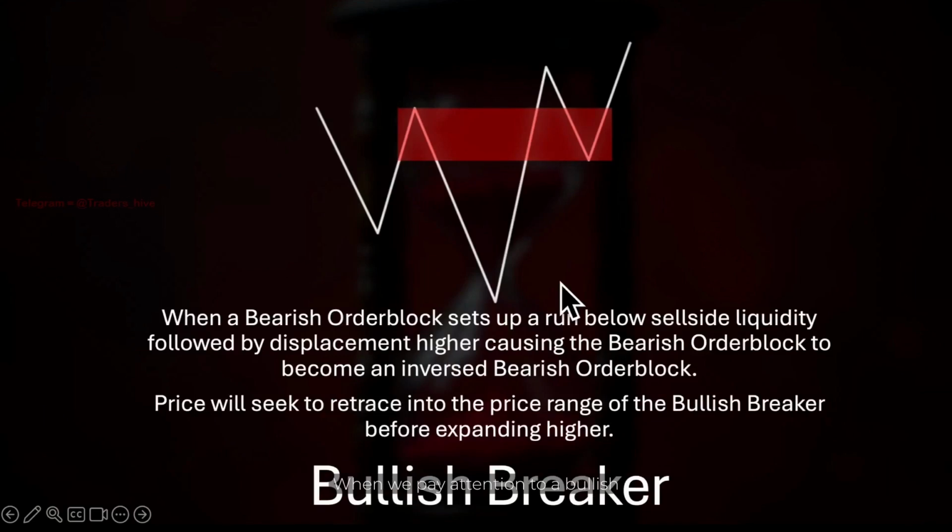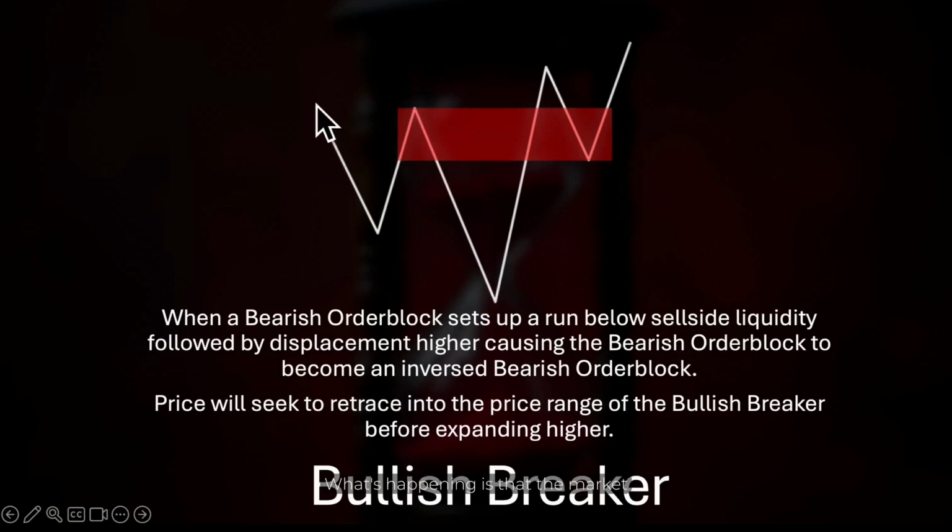When we pay attention to a bullish breaker formation then, you must understand that when a bearish order block sets up a run below sell-side liquidity, followed by displacement higher, a bearish order block will be turning into an inverse bearish order block. And the reason why this is happening is because, just like I outlined to you within the bearish examples, within the premium array creations, we're looking at that final run lower right here to be manipulation. What's happening here is the following.